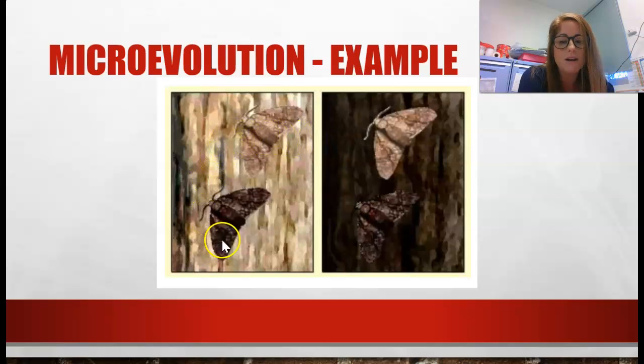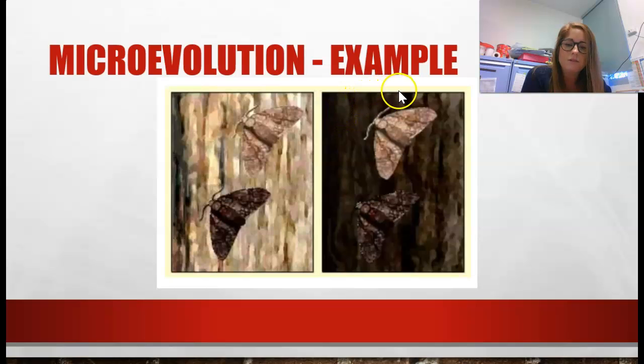And so you can see that what would happen over time here is that before the Industrial Revolution, we found that most trees had this light-colored lichen on it, and the phenotype that was preferred in the environment would be this light-colored moth. And so these black ones would often get eaten by birds because they weren't camouflaged.